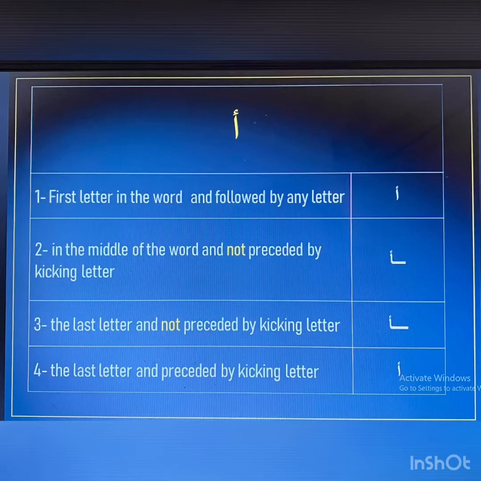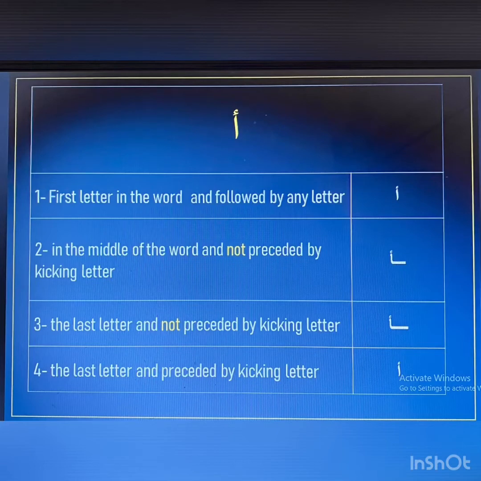And I mean by middle, Hamza is not the first nor the last letter. It can be second, third, fourth, wherever, but not first or last letter. And this Hamza is not preceded by a kicking letter. In other words, the letter before Hamza is not one of the kicking letters, so there will be a connection between Hamza and the letter before.